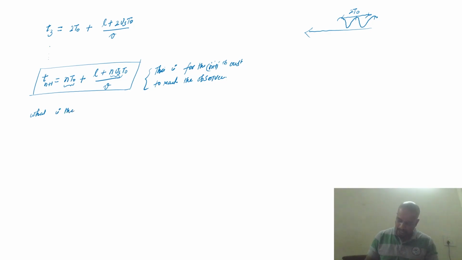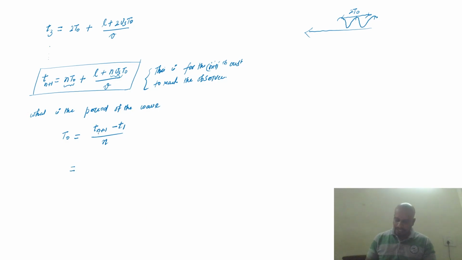What is the period of the wave? So the period of the wave is nothing but T naught. It will be equal to the difference between the (n+1)th crest and the first crest, divided by the number of periods. So this will tell us the period of the wave.